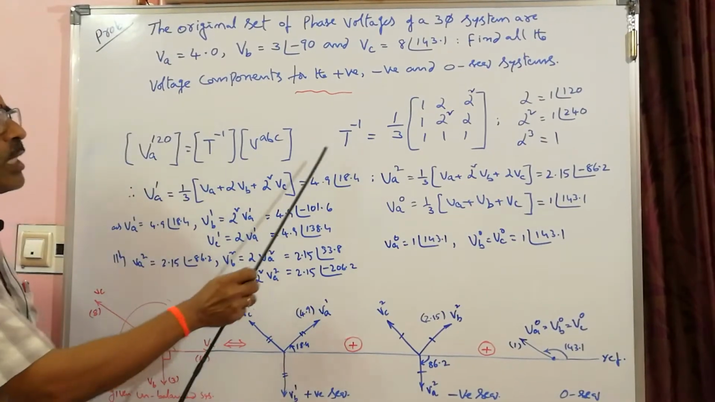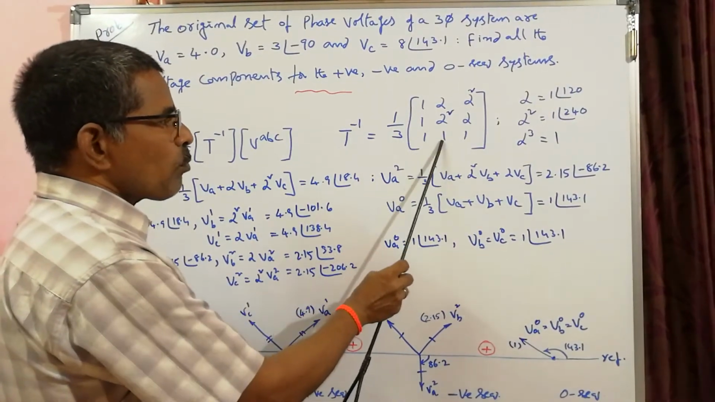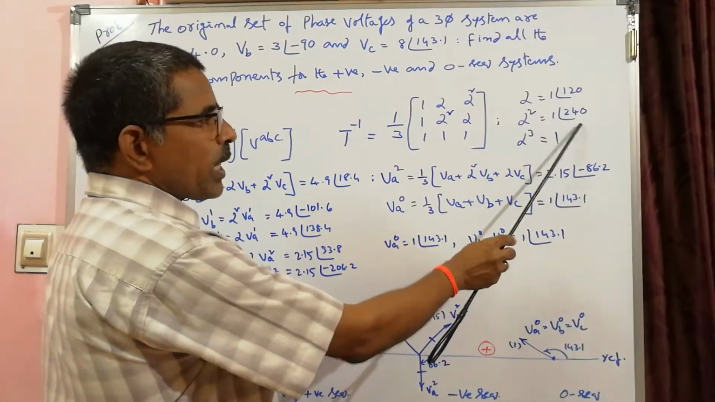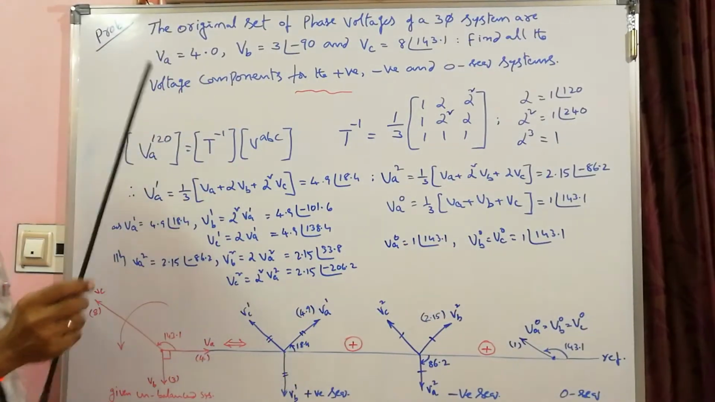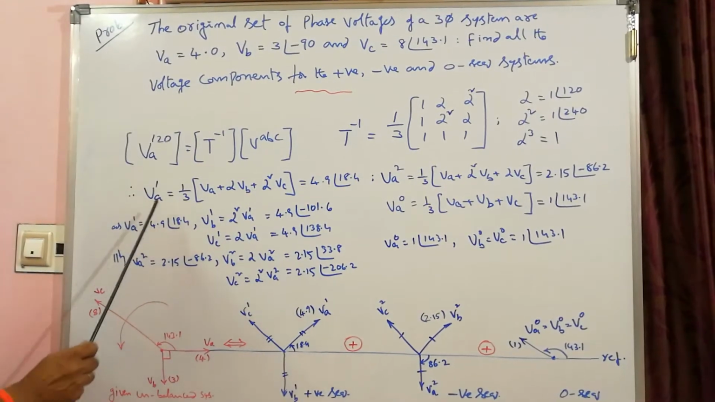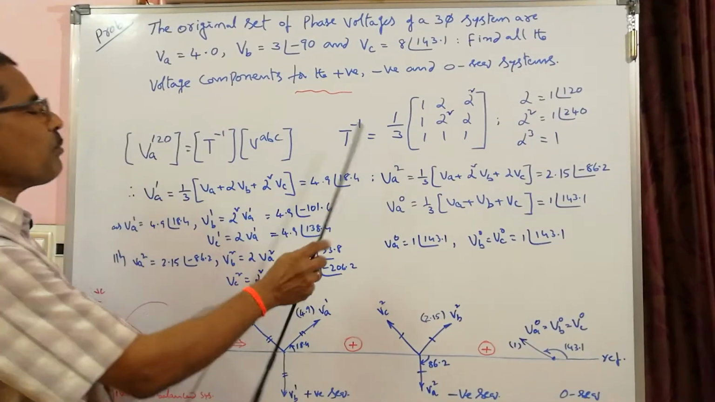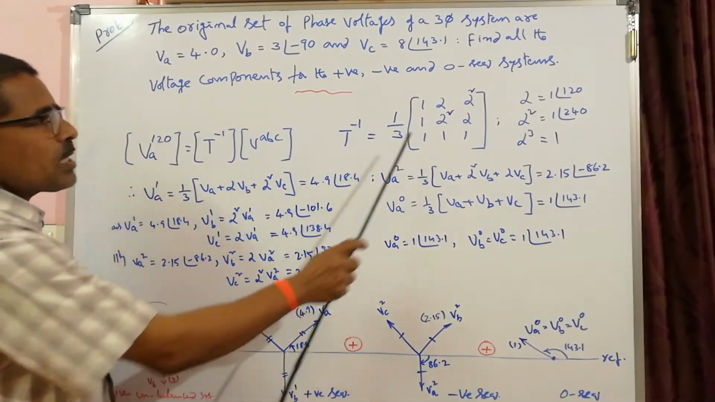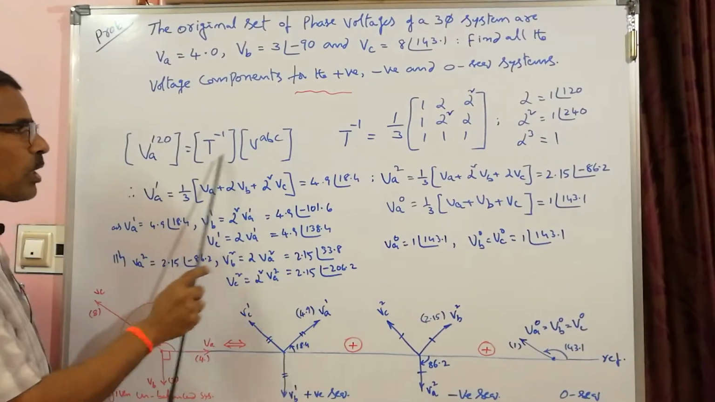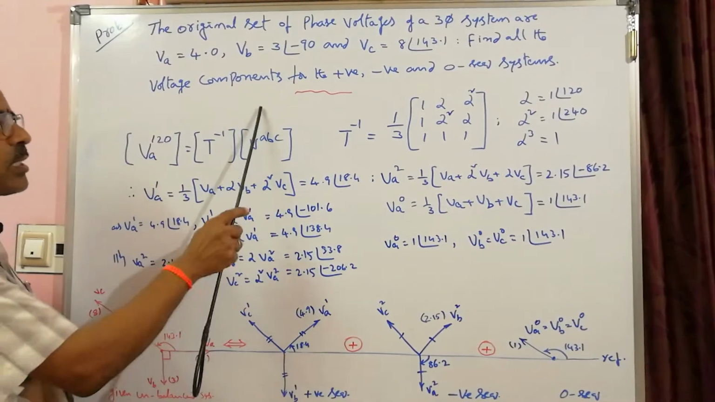What is T inverse? T inverse is 1/3 of [1 alpha alpha square; 1 alpha square alpha; 1 1 1]. And also we know alpha is 1 angle 120, alpha square is 1 angle 240 and alpha cube is 1, alpha power 4 is alpha, and so on. Now let us see what is VA1. VA1 is 1/3 of VA plus alpha VB plus alpha square VC. You substitute T inverse here, with VA, VB, VC as a column vector.